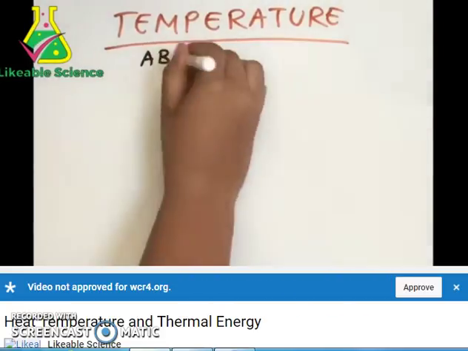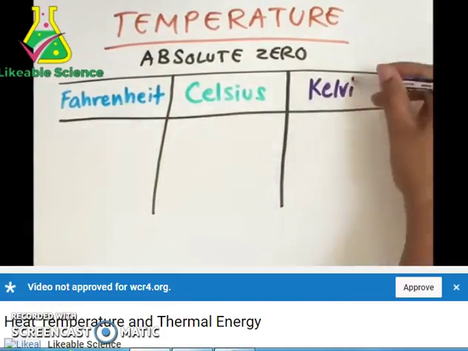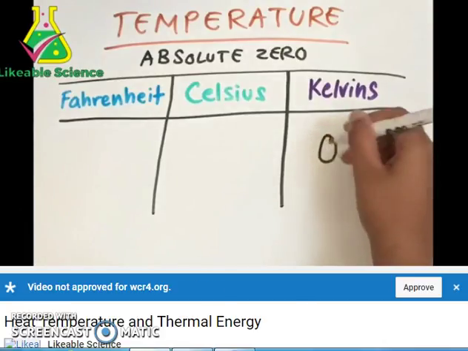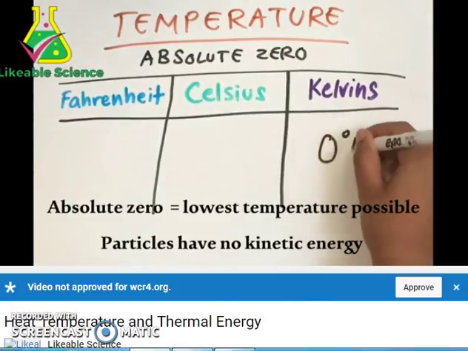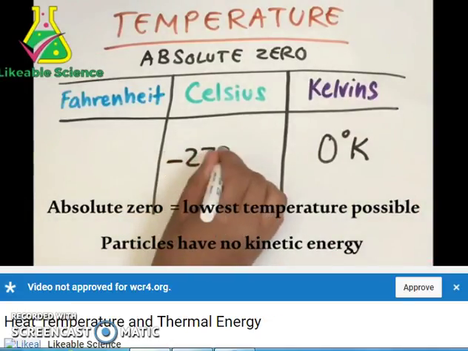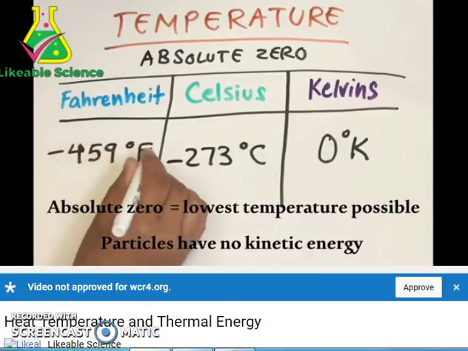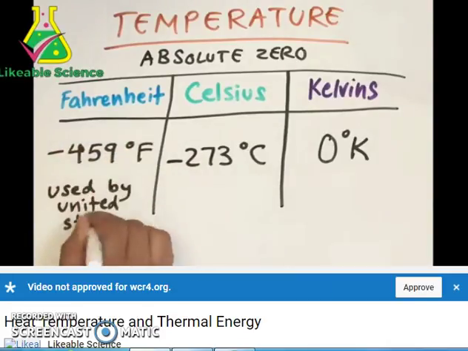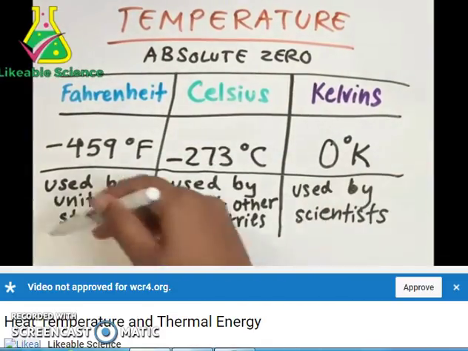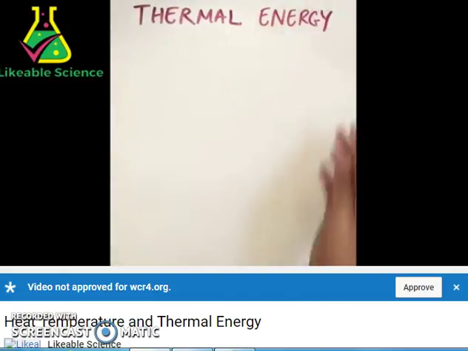There are 3 scales that are used to measure temperature: the Fahrenheit scale, the Celsius scale, and the Kelvin scale. 0K, or 0 kelvins, is absolute zero. It's the lowest temperature possible. At absolute zero, particles don't have any kinetic energy. In Celsius, it's negative 273 degrees. In Fahrenheit, it's negative 459 degrees. Fahrenheit is used by the United States, while Celsius is used by most other countries, and kelvins is used by scientists. Now let's get to thermal energy.